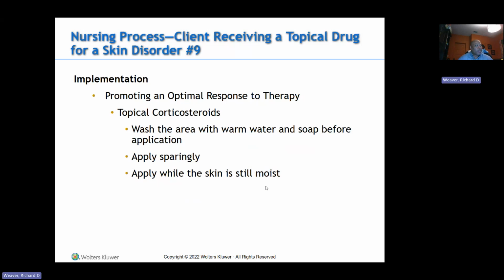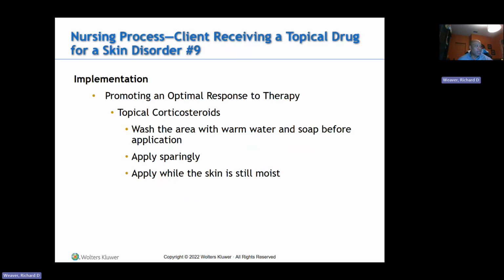All right. And so now we're dealing with the topical corticosteroids. We want to wash the area with warm water and soap before application. Make sure it's clean before application. And we also want to apply sparingly. We don't want to apply too much because it can affect the patient systemically, in other words.